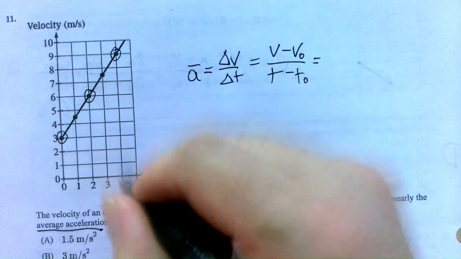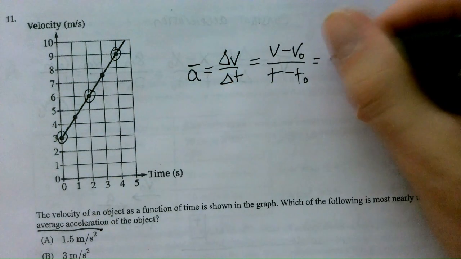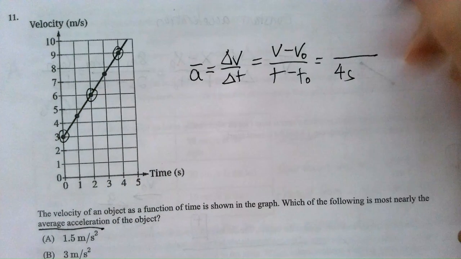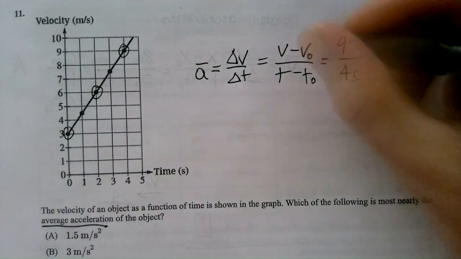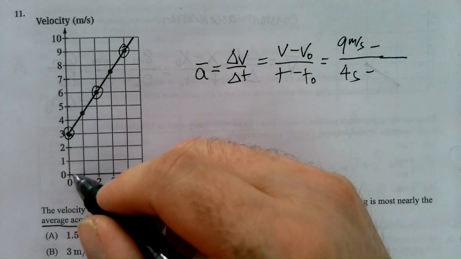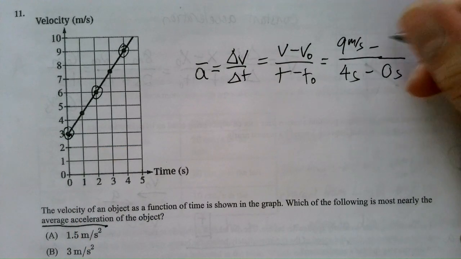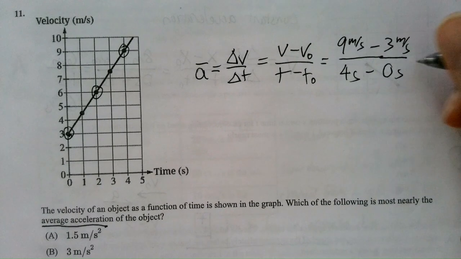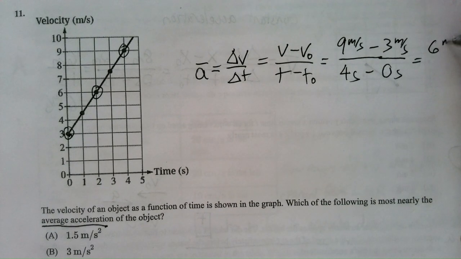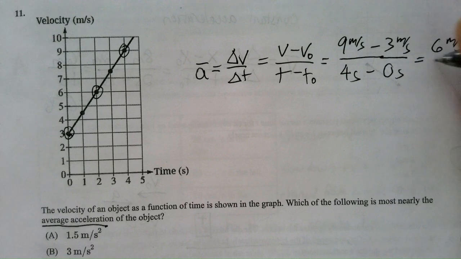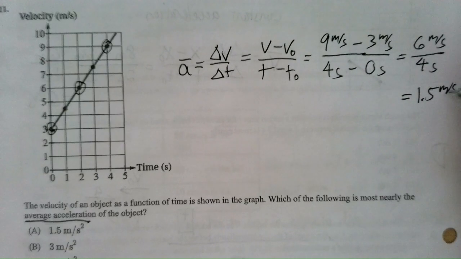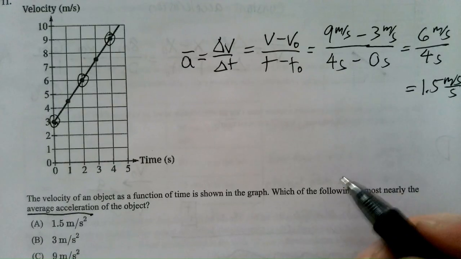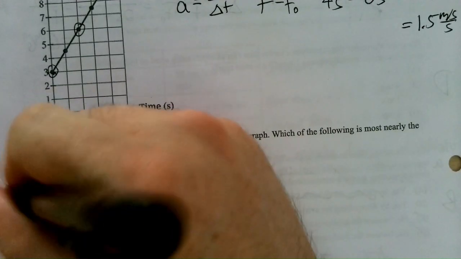Final velocity at 4 seconds is going to be 9 meters per second. And then the starting velocity, so at 0 seconds we're at 3 meters per second. 9 minus 3 is 6 meters per second. 4 minus 0 is 4 seconds. And so 6 divided by 4 is going to be 1.5 meters per second, which is the same thing as a meter per second squared. So that's going to be choice A.